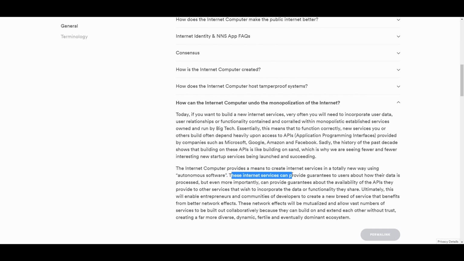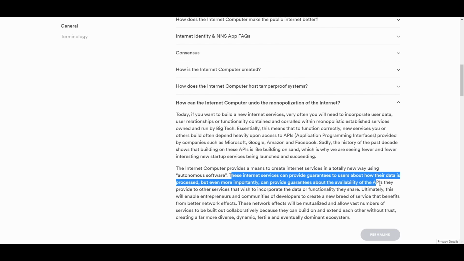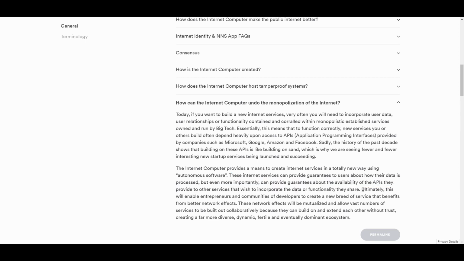These internet services can provide guarantees to users about how their data is processed, but even more importantly, can provide guarantees about the availability of the APIs they provide to other services that wish to incorporate the data or functionality they share, and this could help build some new and innovative services. So how does it really work?